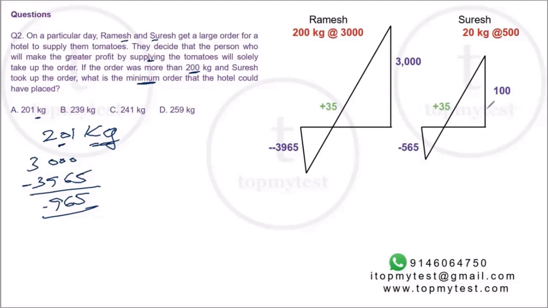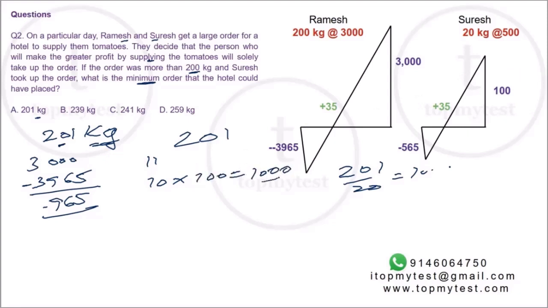Let's see what happens at 201 kilos for Suresh. He has to order 201 divided by 20. That's 10 point something, or 11 bags he has to order. On the first 10 bags, he's going to make 10 into 100. That's 1000 rupees of profit. On the last bag, he's going to be able to sell only 1 kilo, so he's going to lose 565. But he's still in a profit, 435 rupees of profit. So Suresh is going to make a profit.